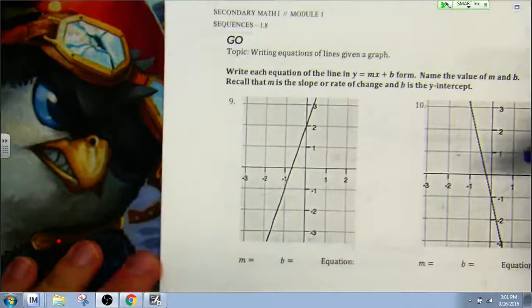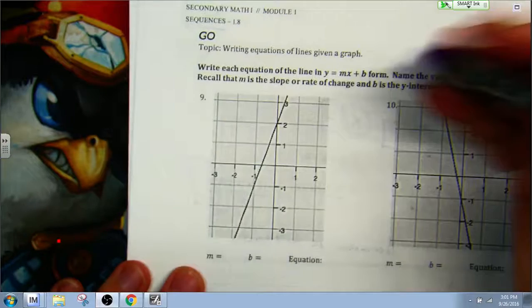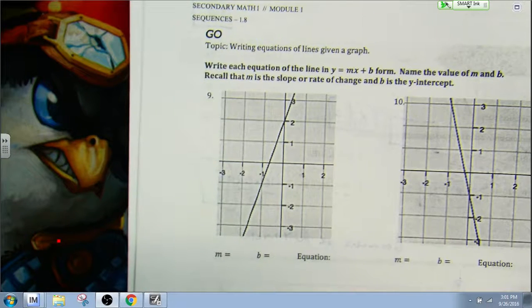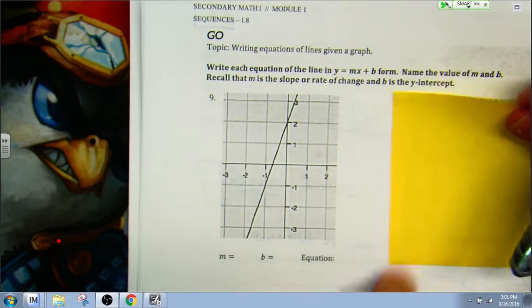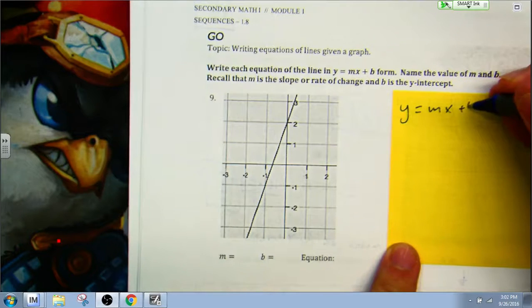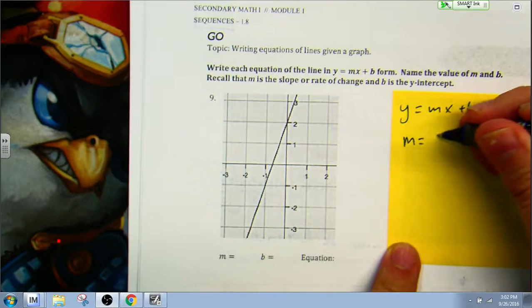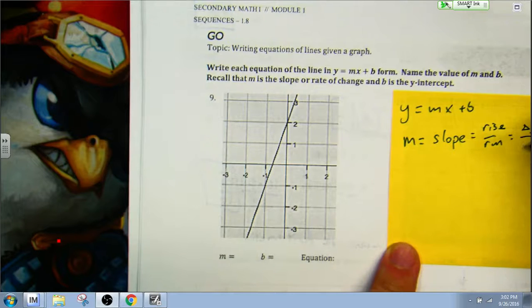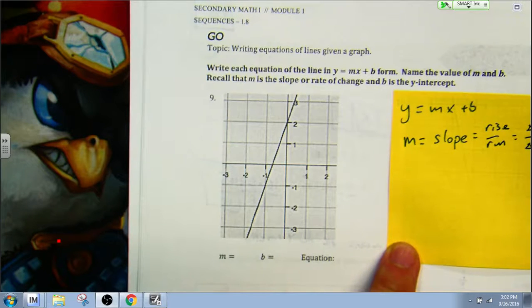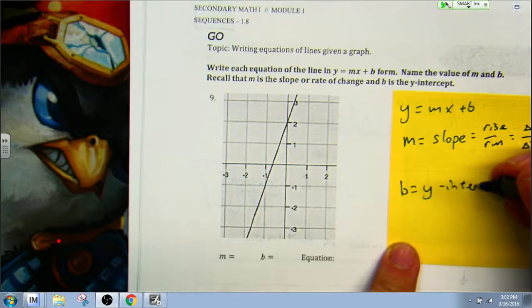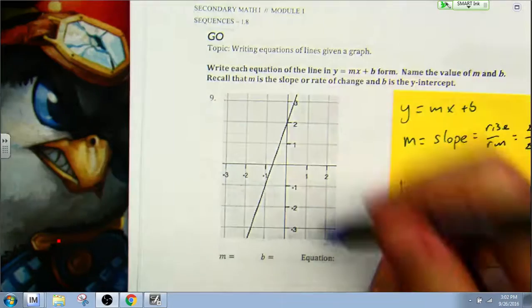And here we are writing equations for the given line. And it wants us to write it in y equals mx plus b form. Now, when it's asking for y equals mx plus b form, it's important to know what's going on there. In this case, y equals mx plus b. Well, we know that m is our slope, which is rise over run, otherwise known as our change in y over our change in x between 2 points. And our b is our y-intercept, or where it crosses the y-axis.